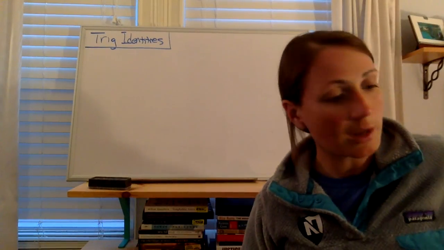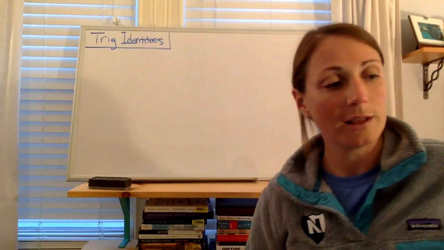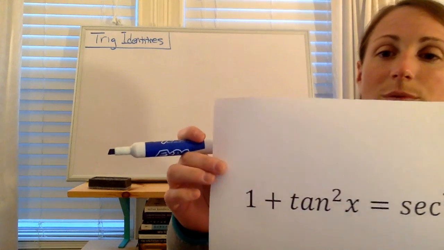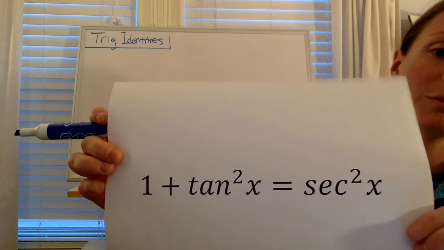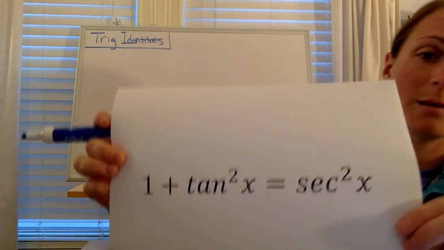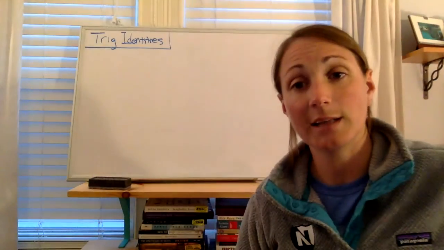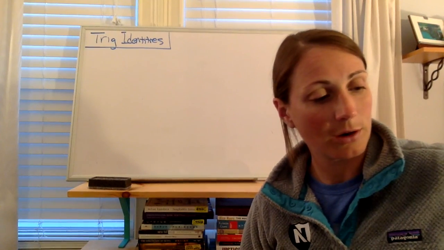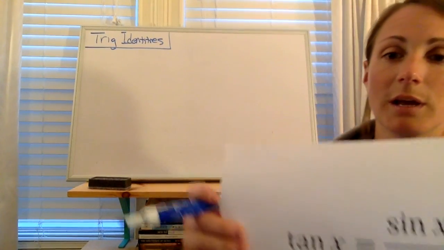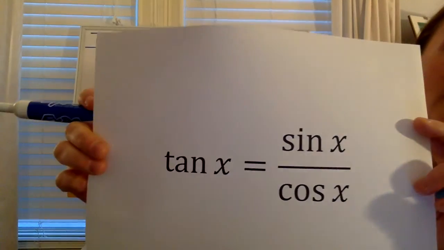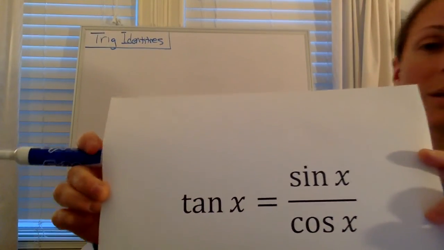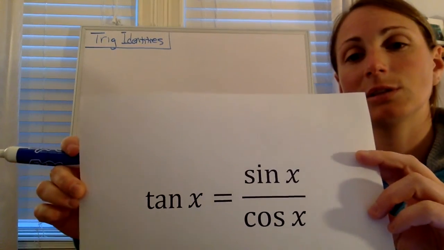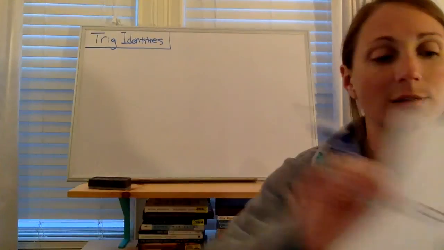And then there are other identities that are less obvious, but still simple. Here's an example of a pretty simple one that we could prove pretty quickly. That's another example of a trig identity. And then there are some just definitional identities like the fact that tangent is sine over cosine. Why? Because by definition, tangent is y over x.